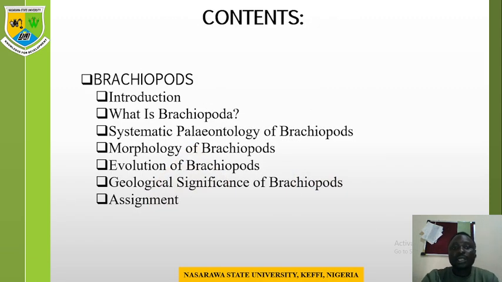Today we shall be looking at brachiopods, and of course in the outline we'll be looking at the introduction, what is Brachiopoda. We shall also look at the systematic paleontology of brachiopods, the morphology of brachiopods, evolution of brachiopods, the geological significance of brachiopods, and then there will be a take-home assignment.